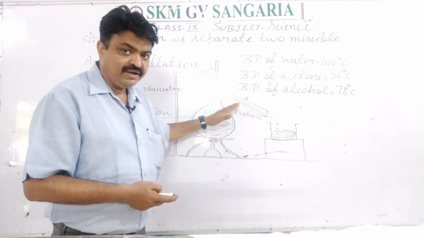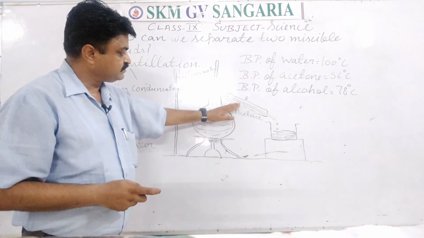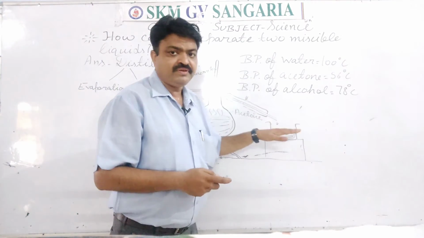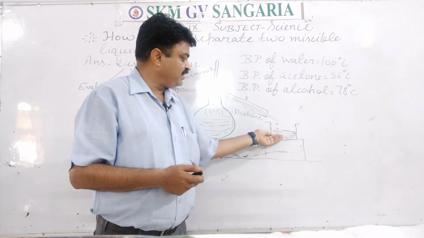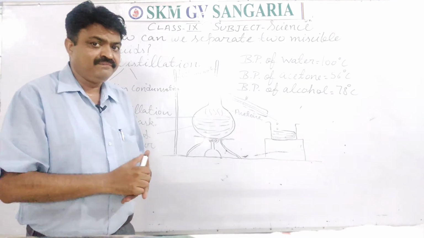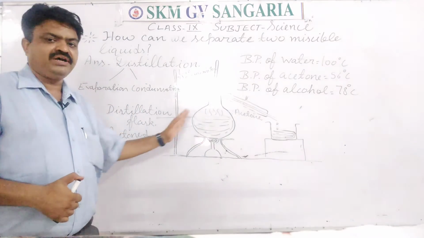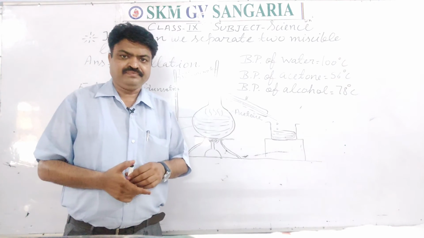That's why it is vaporized, and due to that evaporation it is circulated through the condenser, and from the condenser it changes from gaseous to liquid state, and that liquid acetone will be collected in another pot. In this way we separate the acetone from the water. So that is about distillation.